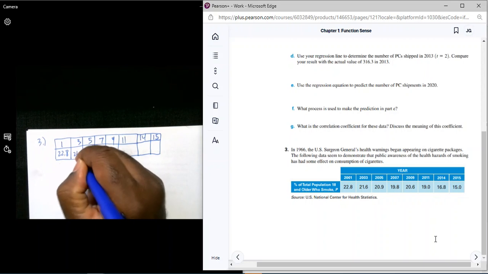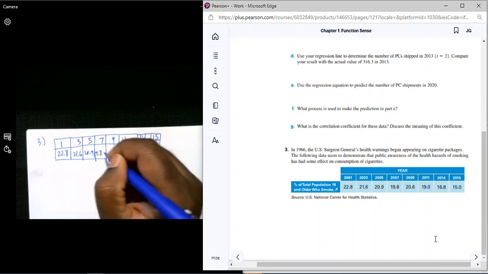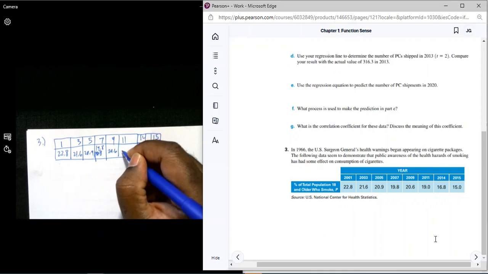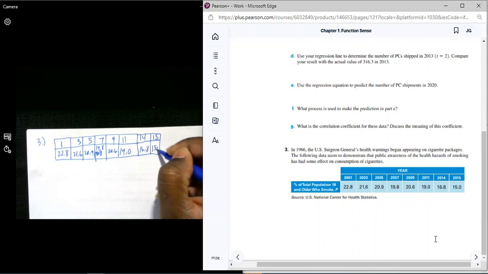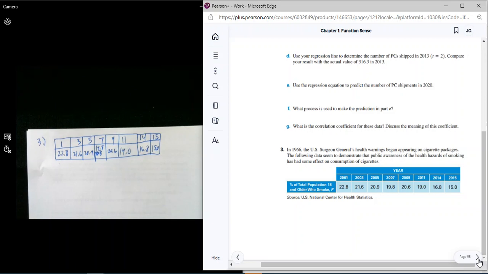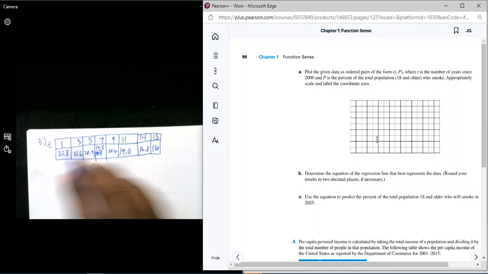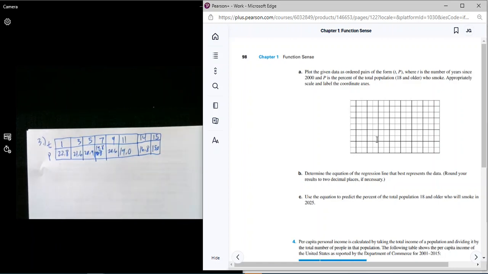These numbers don't change. 21.6, 20.9, 19.8, 20.6, 19.0, 16.8, and 15.0. Now, we have all these values, and it's since 2000. So they wanted us to plot these values here. So on our x-axis, which in this case would be t, and then p would be our y-axis, and you would plot those points.